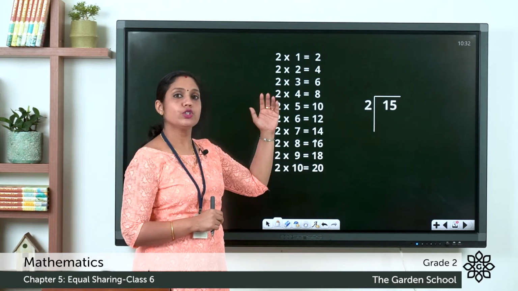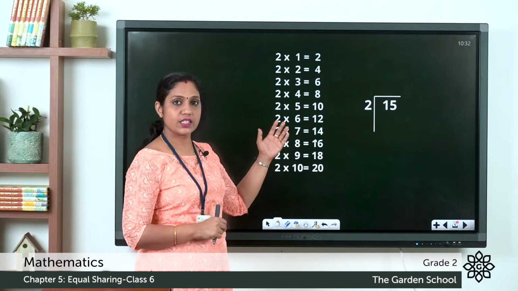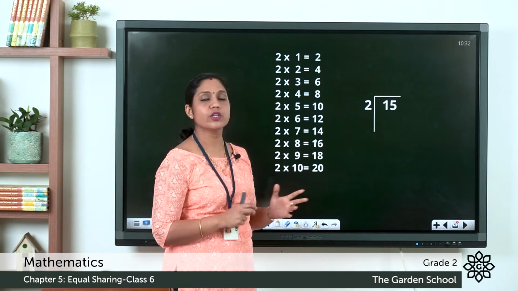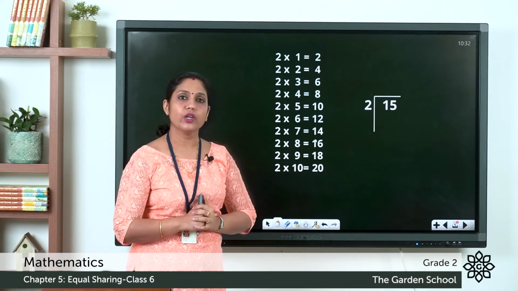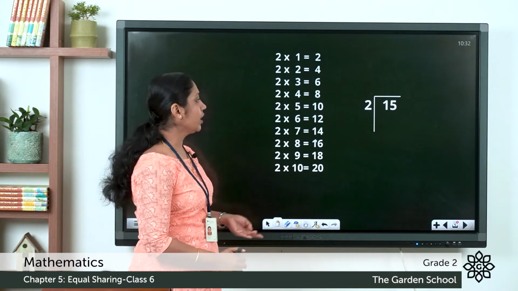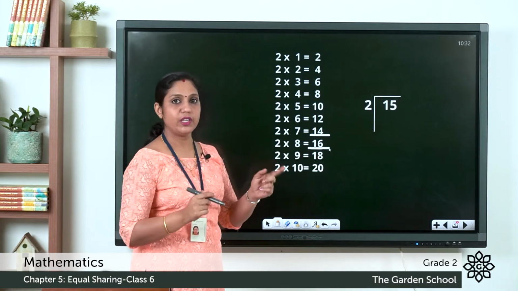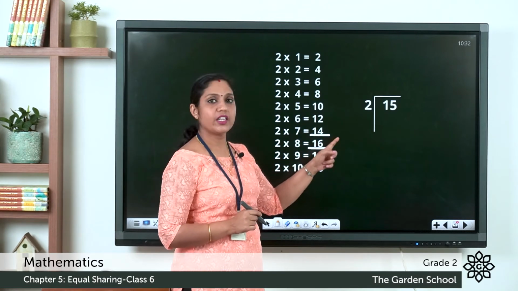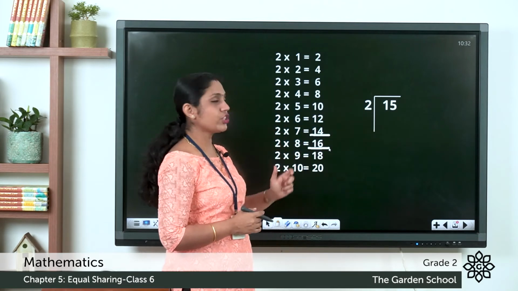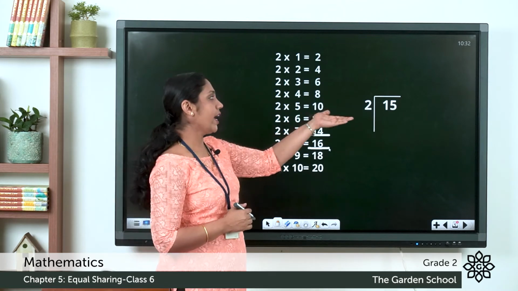2 ones are 2, 2 twos are 4, 2 threes are 6, 2 fours are 8, 2 fives are 10, 2 sixes are 12, 2 sevens are 14, 2 eights are 16, 2 nines are 18. So did you get the number 15? No. Now what do you have to do? Either we have to take the equal number or the number lesser than the dividend. So you can see 14 and 16 come around 15. Is 16 greater or lesser than 15? 16 is greater than 15. So which number do you have to take? You have to take the number 14, the lesser number than the dividend.